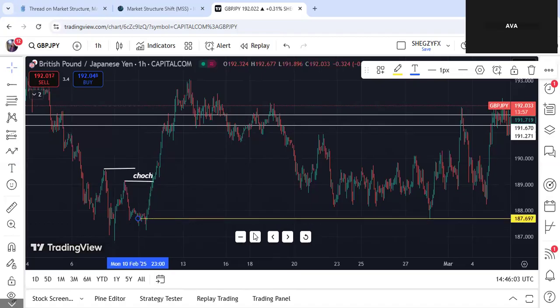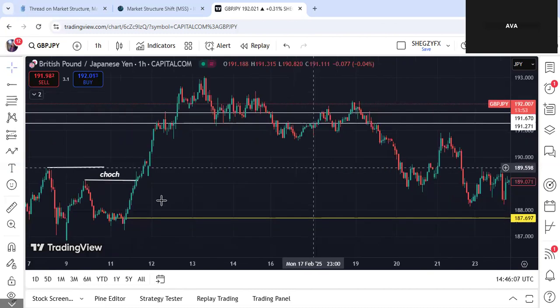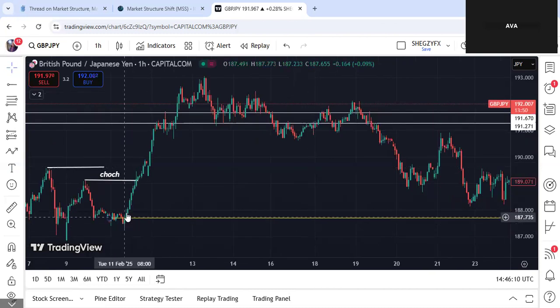Now let me zoom it. Let's see, maybe there's an FVG. Yeah, there's an FVG there. You can see one candle, two candle, and three candle. Let me put another.